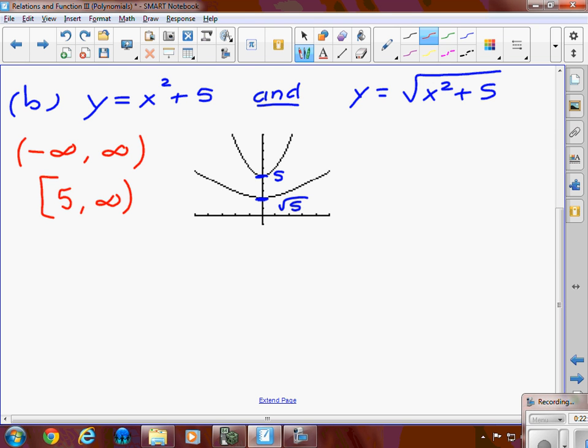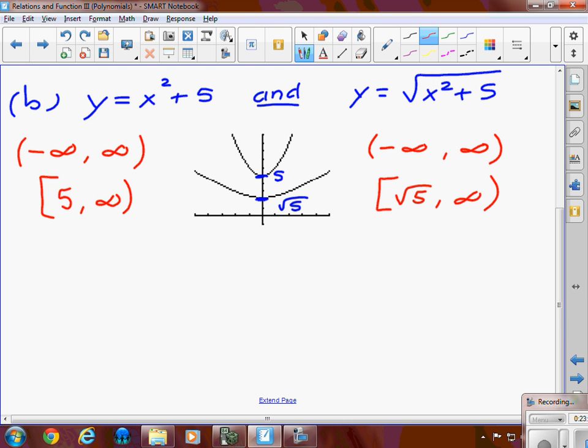Now if I look over here, this one's not that much more difficult. What's my domain going to be? It's still x in R, or from negative infinity to infinity. Now my range becomes, yeah, including the square root of 5, all the way up to forever. There we go.